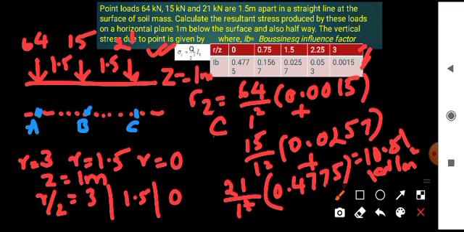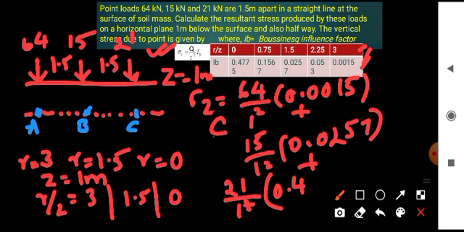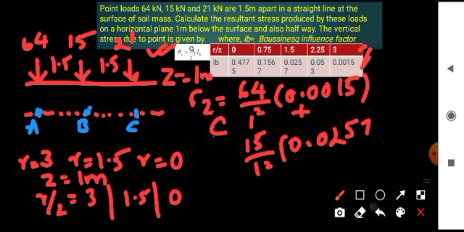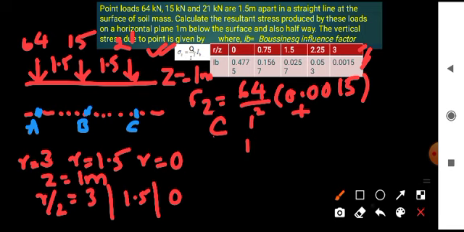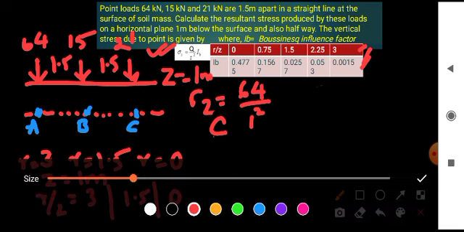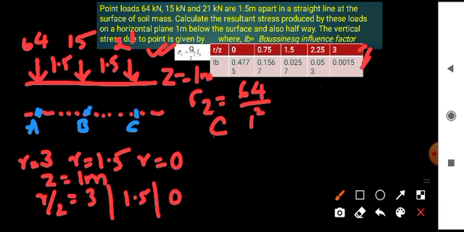So what we have to do here, let me explain it briefly. Sigma z at D and E we have to calculate, right? So for this, two additional points will be coming. So this is the D point and the E point we have to consider.